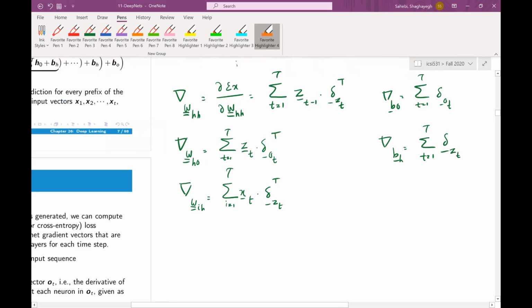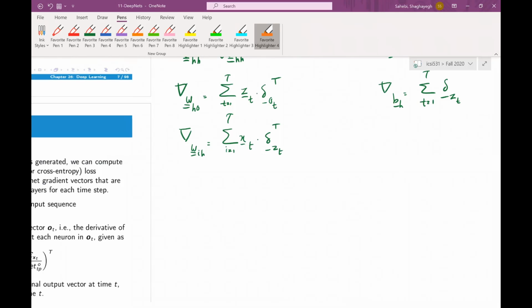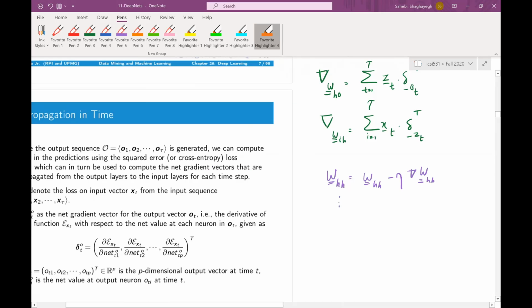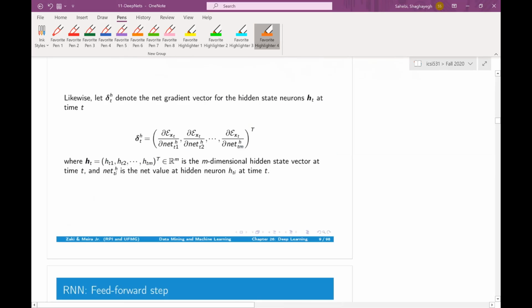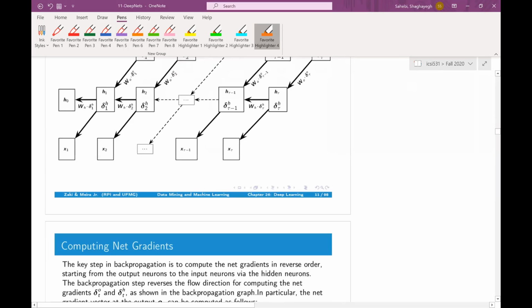After we have calculated all of these gradients, then we are going to do the gradient descent. So we are going to, for example, set WHH equal to WHH minus step size times the gradient of WHH. We are going to do that for all the parameters. So that is how we train the recurrent neural networks.